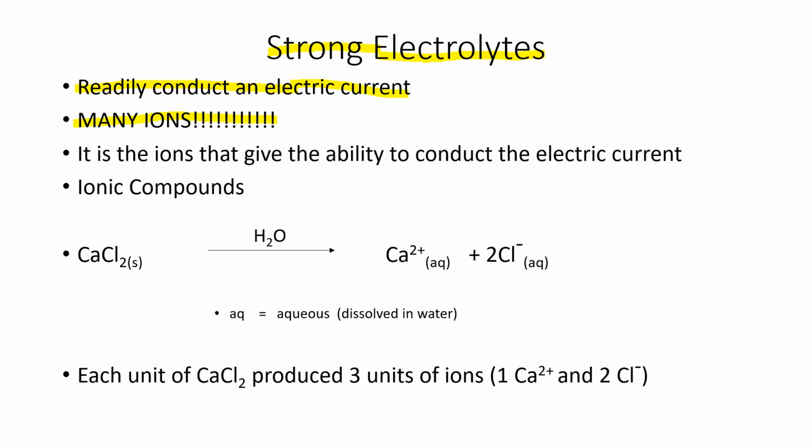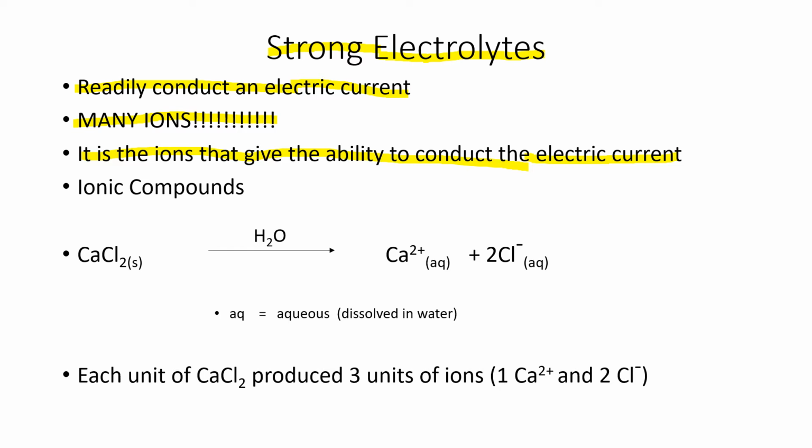Remember, ions are charged particles, so it's going to be the ions in that solution that give it the ability to conduct that electric current. It's not from the water itself, it's the ions that are dissolved in water. So how can you identify a strong electrolyte?